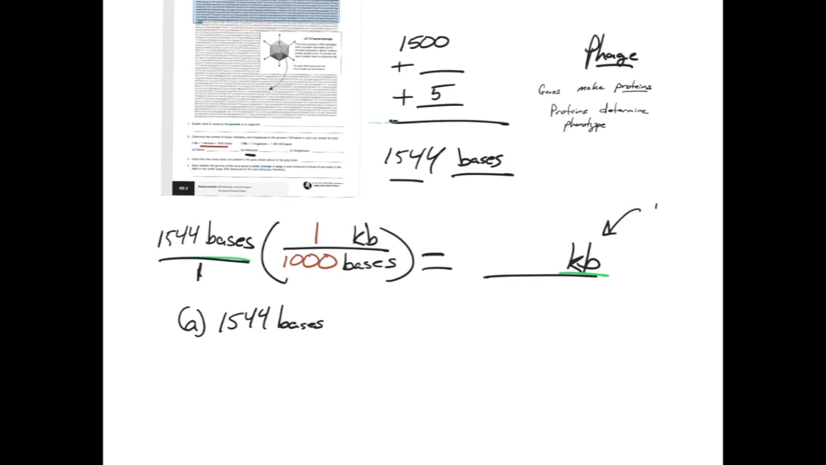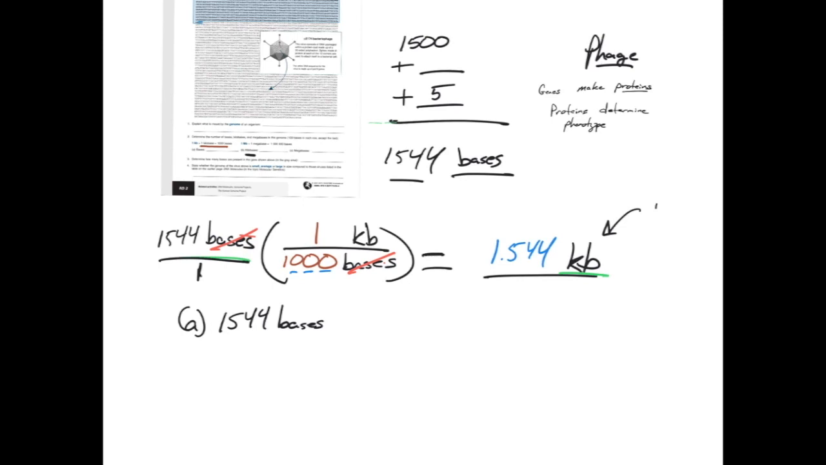And then the next step, of course, is that I want to cancel. So bases are canceling. Do you see that? And then I'm dividing by 1,000. Now, a lot of you are going to need a calculator for this. You really don't need it. When you're dividing by whole factors of 10, all you do is move the decimal for every zero that you have. So if you're dividing, you move the decimal 3 times to the left, because there are 3 zeros. So it's 1.544 kilobases.